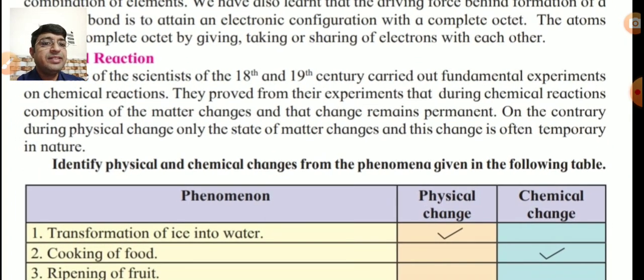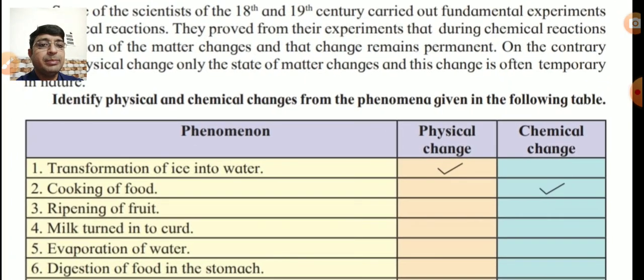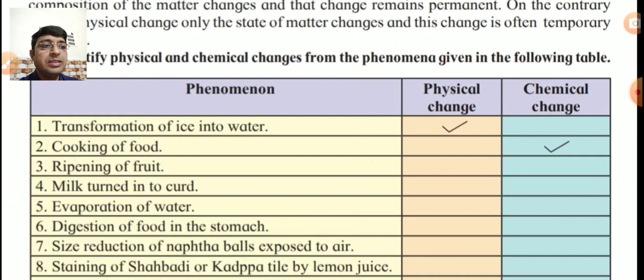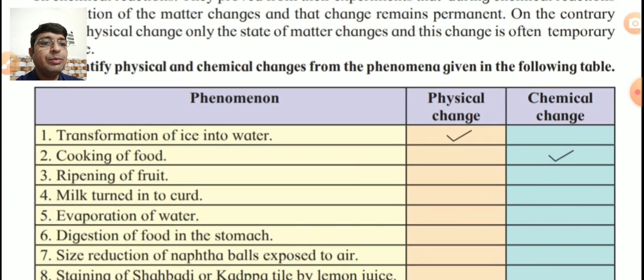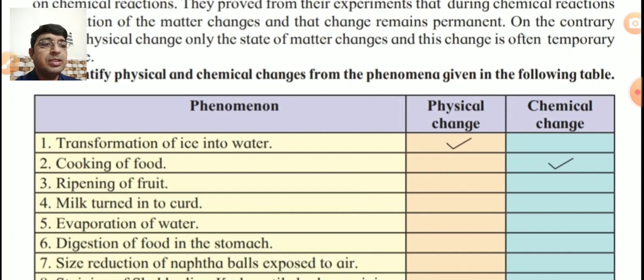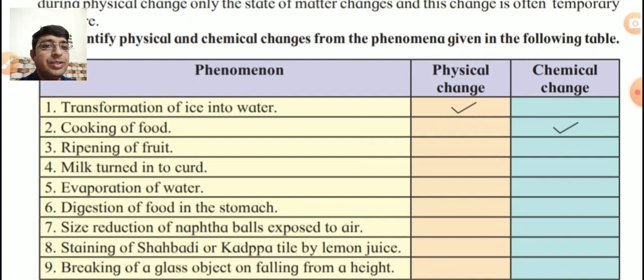Now identify physical and chemical changes from the phenomena given in the following table. So you tick mark the answers. Transformation of ice into water. Now is this change permanent or temporary? This is temporary, that's why it is a physical change. Cooking of food, that is a chemical change. Now ripening of fruits, chemical change. Milk turned into curd, chemical change.